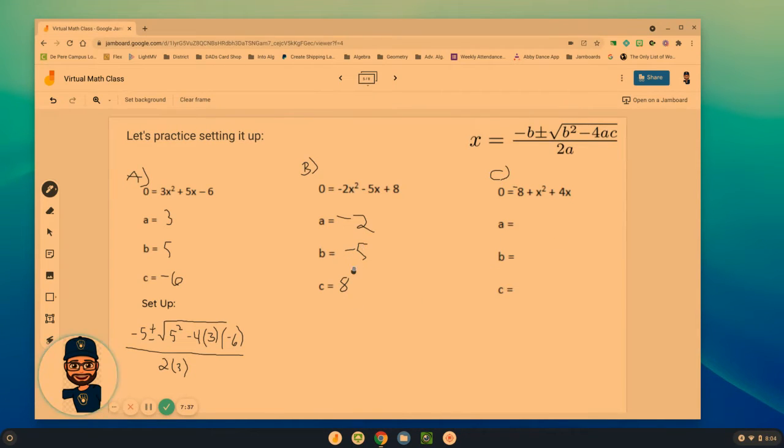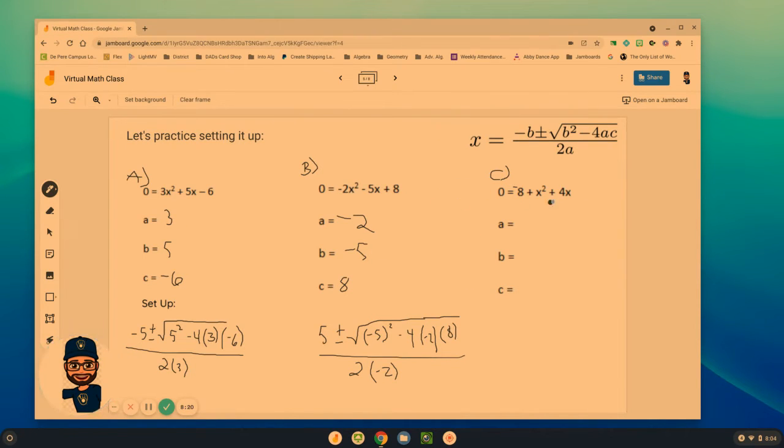-b, the opposite. So if it's -5 here, I use +5, plus or minus the square root of b squared. Notice I'm going to put it in parentheses when it's a negative number. (-5) squared minus 4 times the a value times that c value. All of that's under the square root, over 2 times a. All right, pause the video here and try to use that process for letter C.